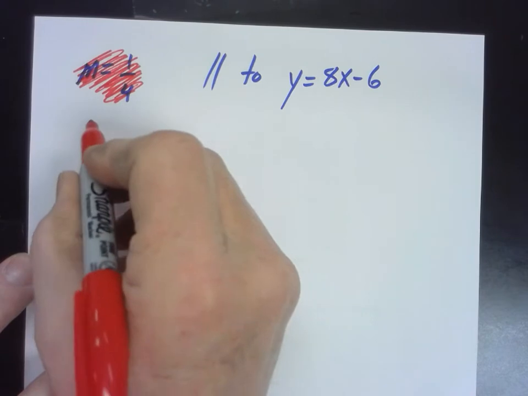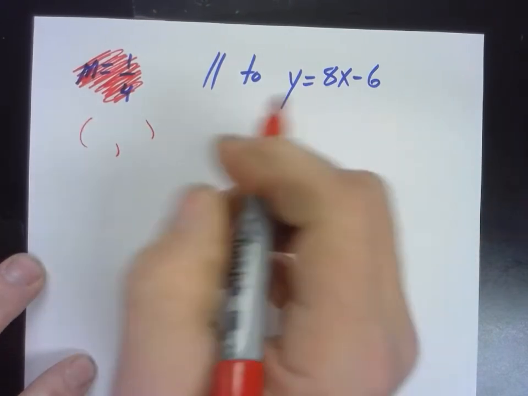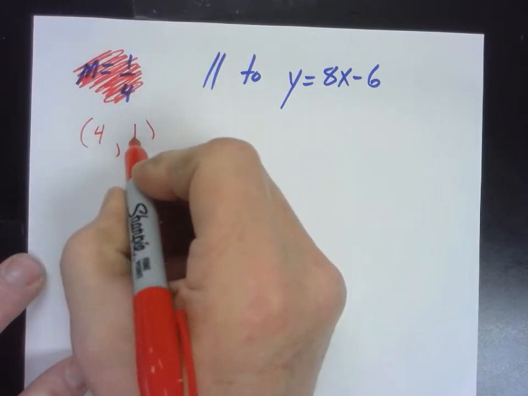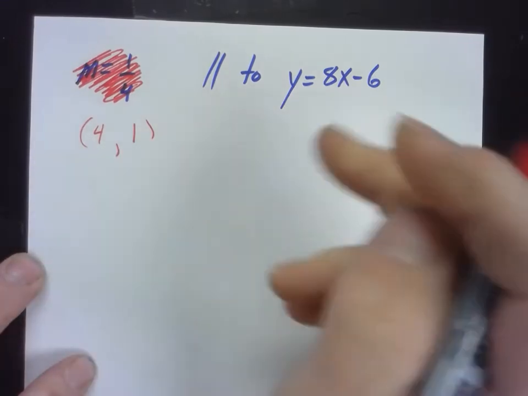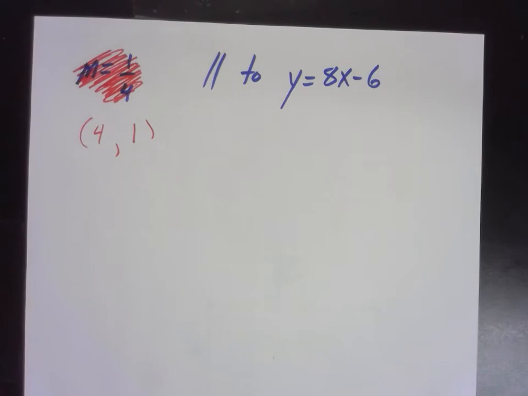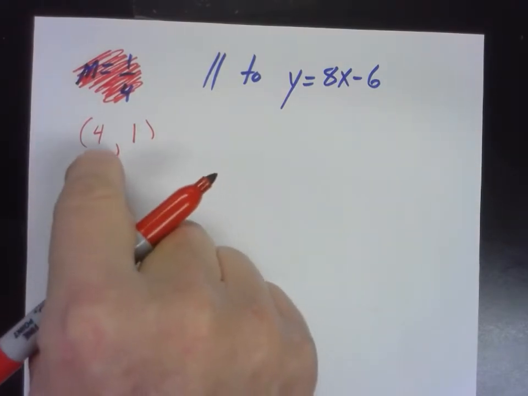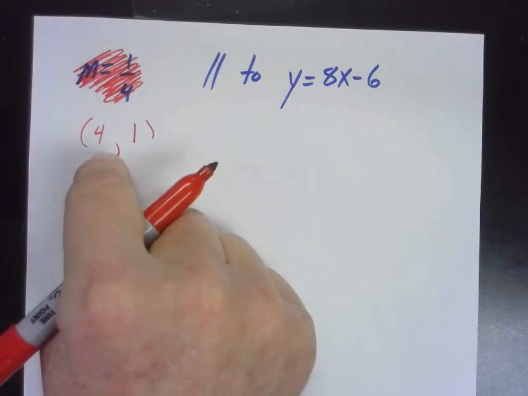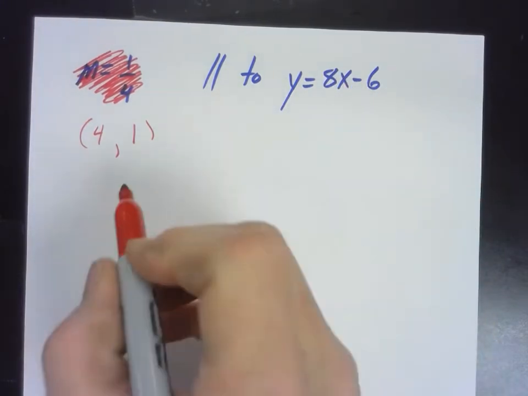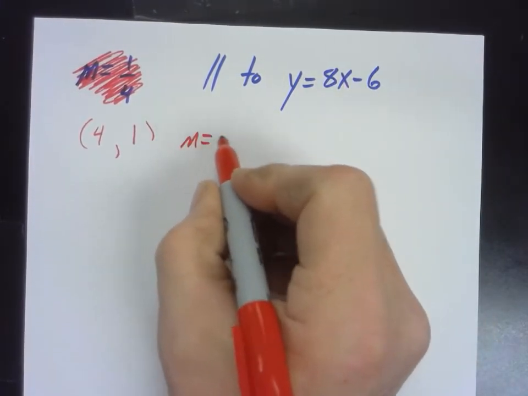I want it to go through this point. Sorry. Let's say (4, 1). I want it to go through this point, and I want it to be parallel to this line. All right, now we're in business. So what have I just told you? I want it to go through this point, and when I say it's parallel to this line, that's just a sneaky way of saying, here's the slope. I want its slope to be 8.